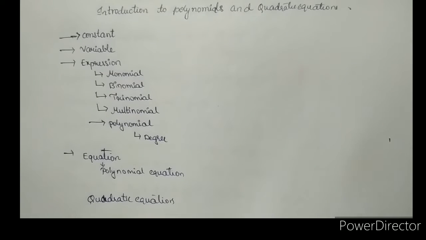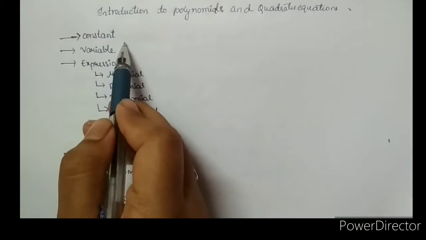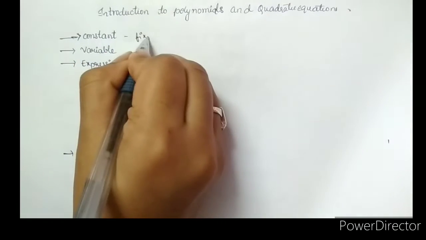Hello guys, today I'll be giving you a brief introduction about the topic polynomials and quadratic equation. So let me explain the terms related to this concept. Let's see first what is a constant. A constant is a symbol whose numerical value is fixed. So it has a fixed value.